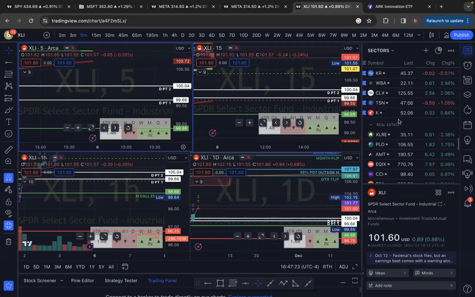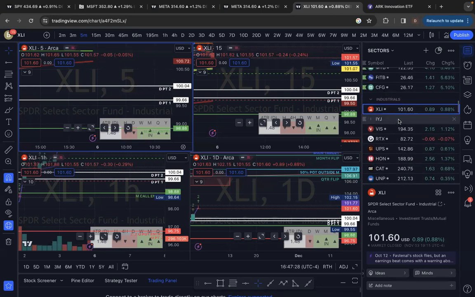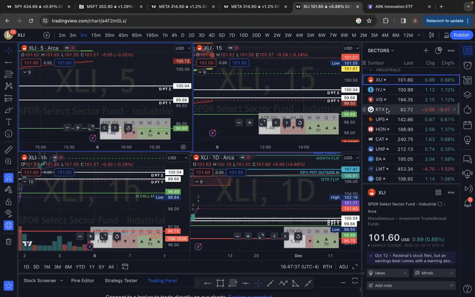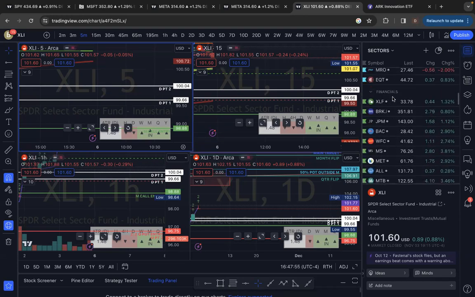So what we were just talking about, XLI, and these are in ABC order. So yes, XLI I have at the top, and then I have the ETF right here. Then I have the tickers in highest weighted to lowest weighted. So RTX is leading, then I have UPS, Honeywell, CAT, UNP, things like that, and it just keeps going. So this is how I have mine set up.